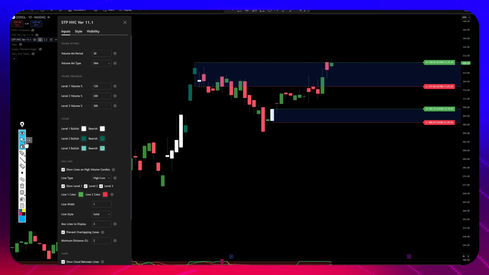If we do get a move up, what we might want to see is something that looks like this: a breakout above, a retest of this level, and then a breakout to a new high. That would be optimum for this trade in Google. So what else can we see in Google?